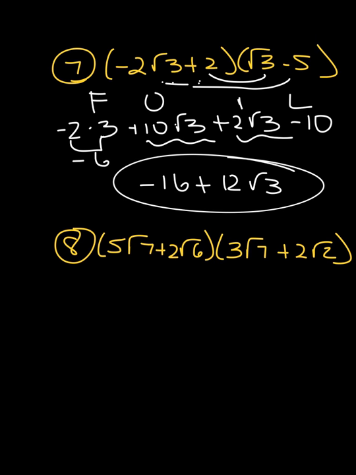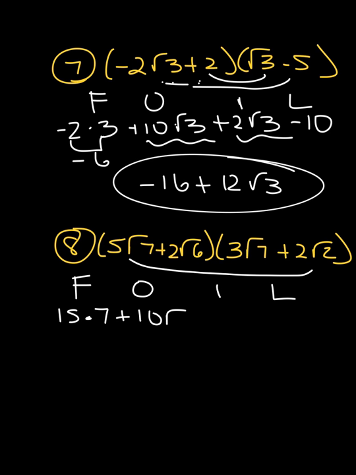Looking at number 8, we're still multiplying a binomial times a binomial, but we have some different radicals there, so we need to be careful. So again, I'm going to use FOIL because I'm multiplying a binomial times a binomial. 5 root 7 times 3 root 7, so 5 times 3 gives me 15, and root 7 times root 7 gives me 7. My outside terms, I have 5 root 7 times 2 root 2, so that gives me a positive 10 root 14. My inside terms here, I get 2 root 6 times 3 root 7, so that gives me plus 6 root 42.